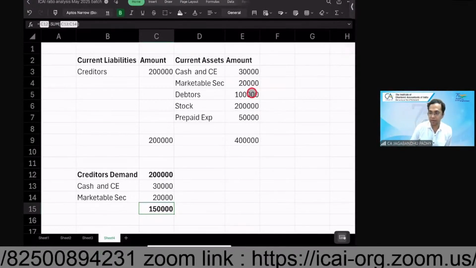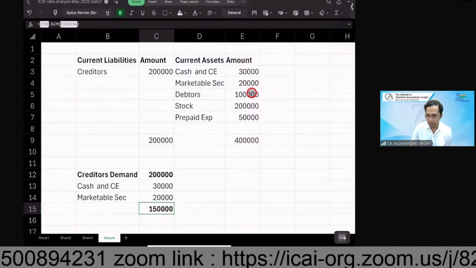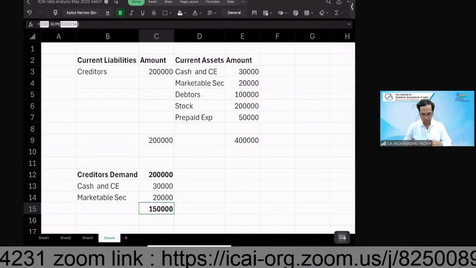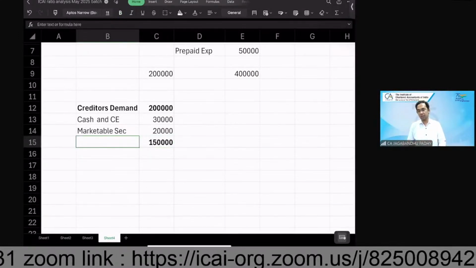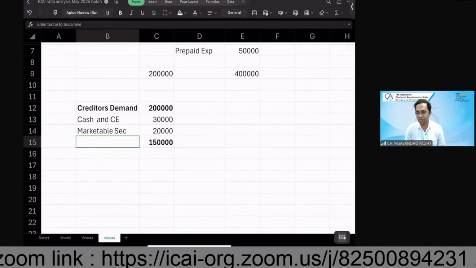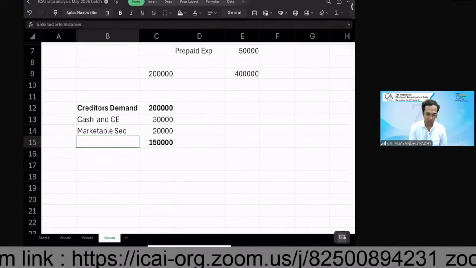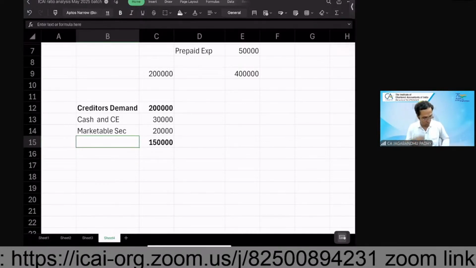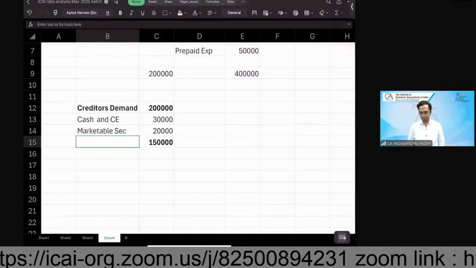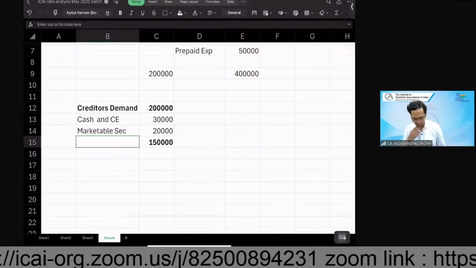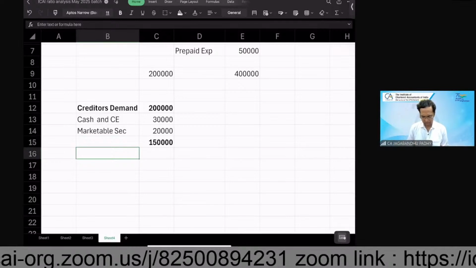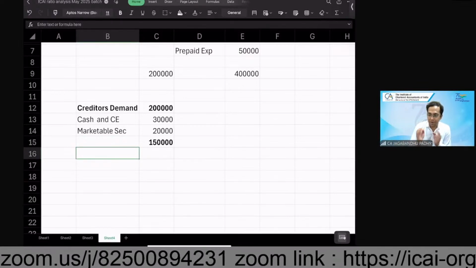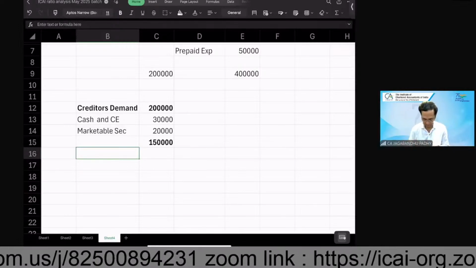Can I ask money from the debtors? Some of you may say that let's go to the debtors and ask for money. Even if you go to the debtors, they will say that our due date has not yet come, so we will pay you only on the due date. That's not possible. So I need to maybe get a bill receivable from the debtors, right?